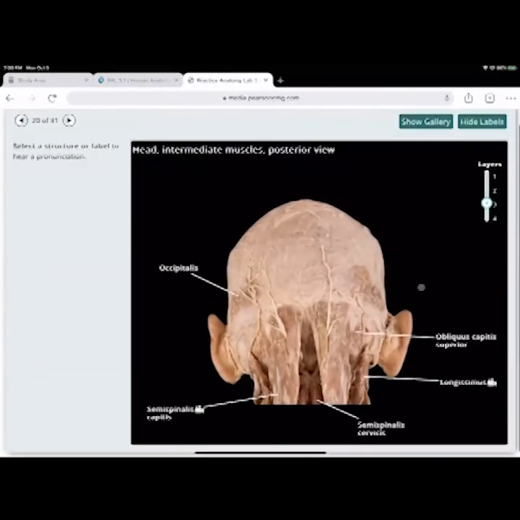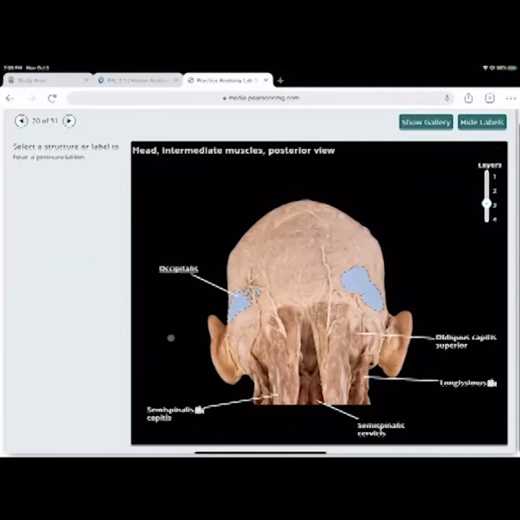Okay. Again, the occipitalis muscle, the semispinalis capitis, semispinalis cervicis, the small muscles that run just on the side of the beginning of the spinal cord, longissimus muscle, and the obliquus capitis superior muscle. These are our muscles in the posterior view of the skull.